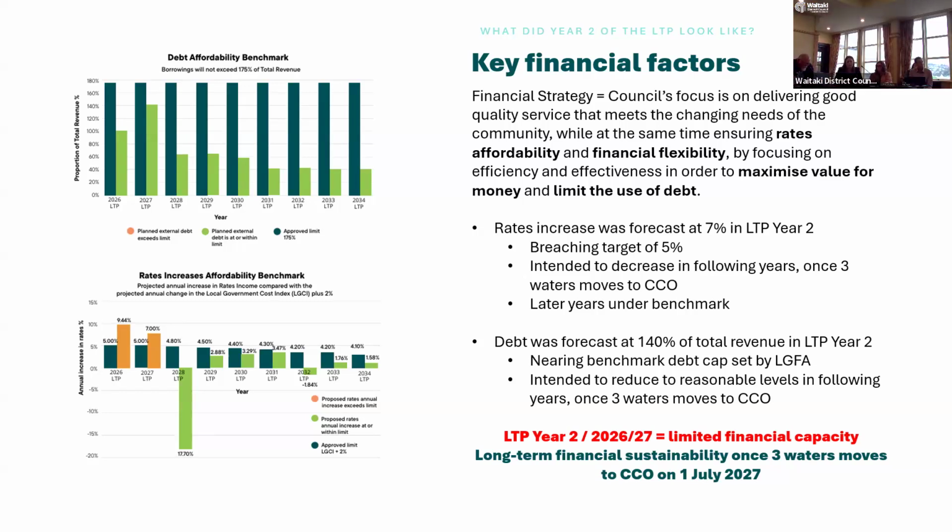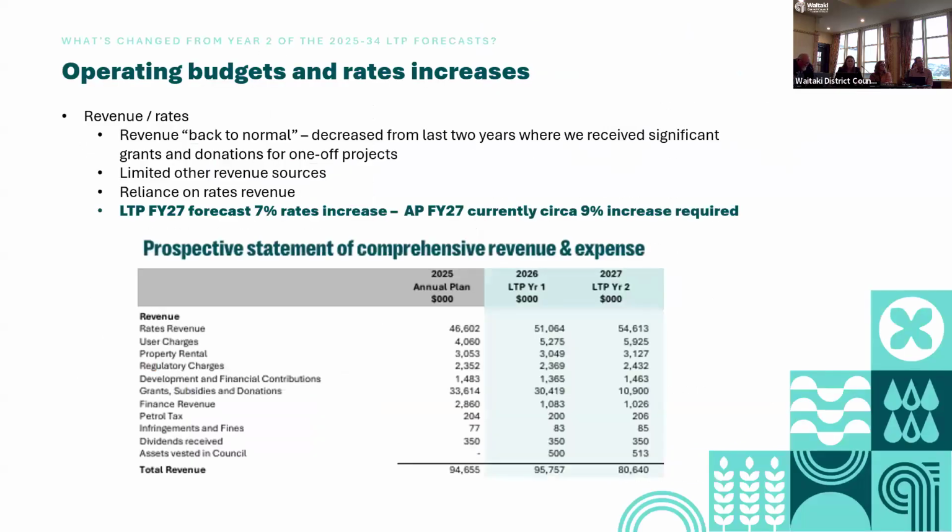So I guess the point of this slide is just to recall the lessons we learned through the long-term plan and the decisions and the direction that was given then in the financial strategy. And the main thing I wanted to emphasize, this 27 financial year was always going to be financially pretty tough, but we will be financially sustainable once waters moves to a CCO. So next slide.